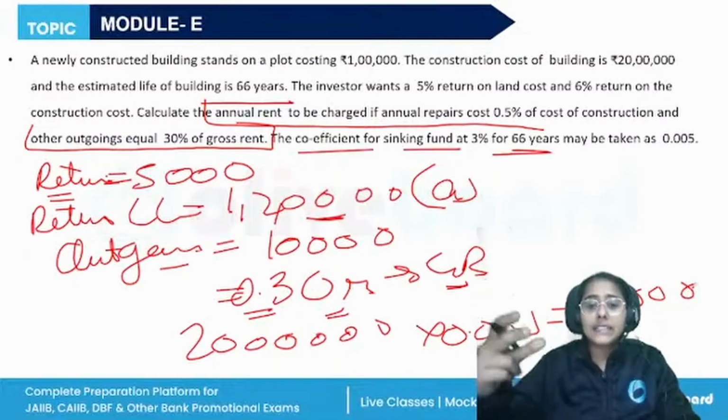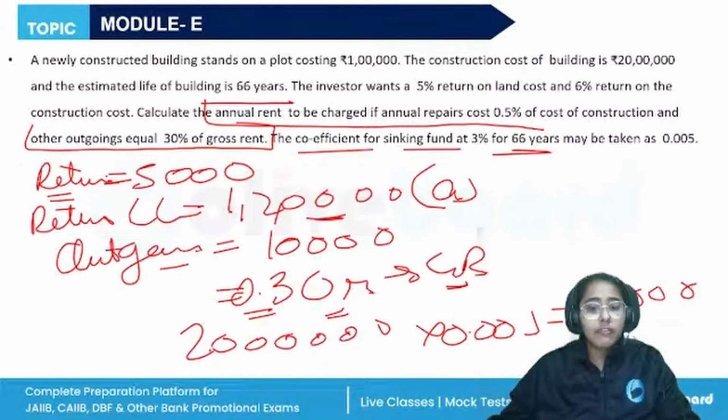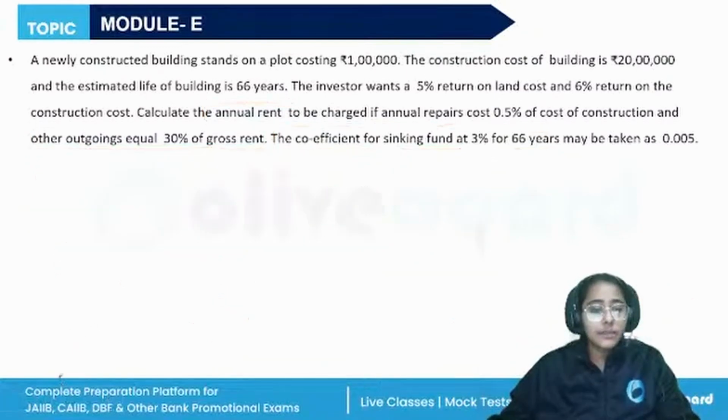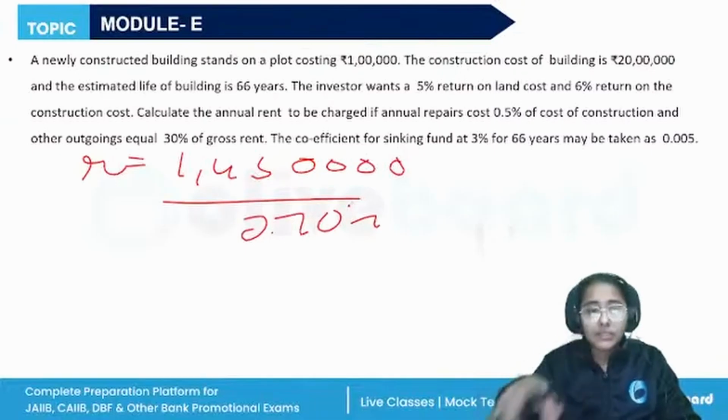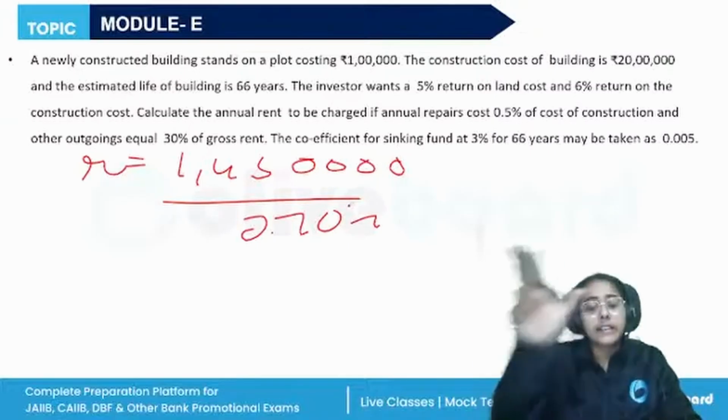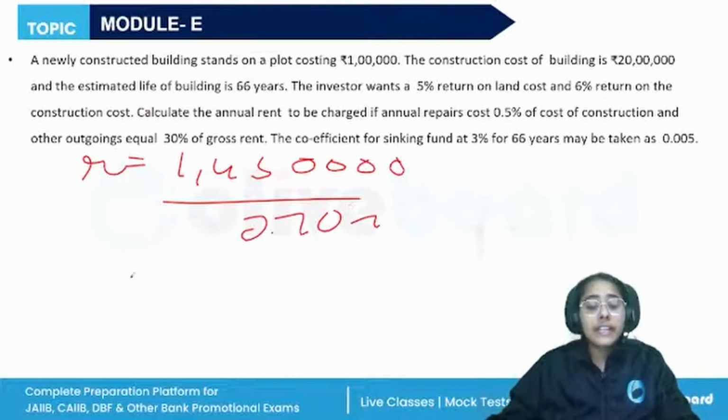So we equate these, we can calculate R is equal to 1,45,000 divided by 0.70. Cross multiply it, cancel it out, and you will arrive at 2,07,143. This will be the total rent of the year. And if we calculate it for the month, then we will simply divide it by 12.